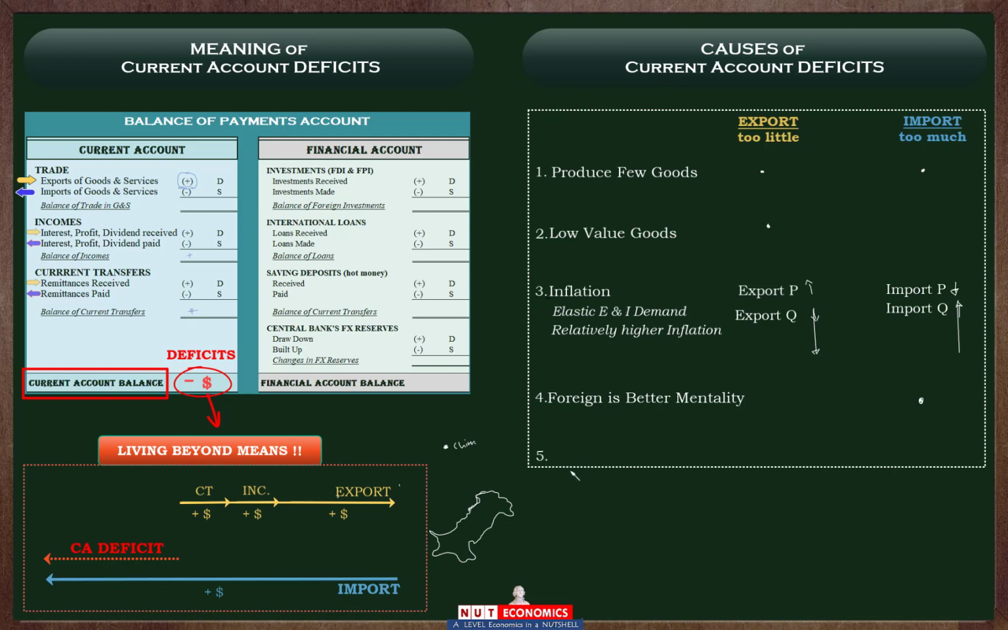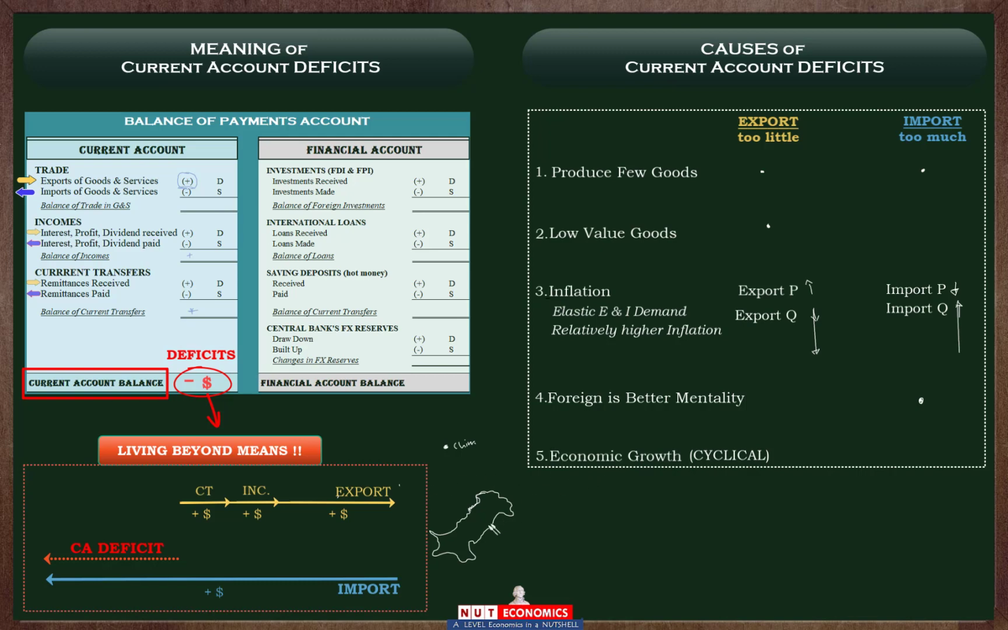Now, as opposed to these structural issues, let me just end by giving you one cyclical cause of a current account deficit. Cyclical meaning a temporary reason why sometimes current accounts may go into deficit and then self-correct themselves. And the cyclical cause that I want you to know is economic growth. Because you see, economic growth means that a country's GDP and employment and incomes are increasing, and generally people are getting better off.